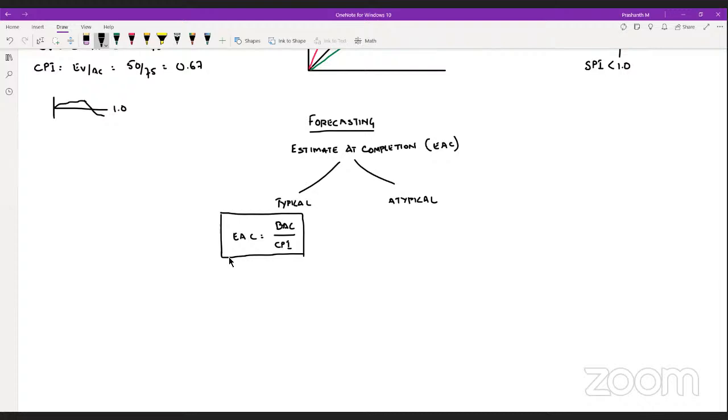Okay, but how has this come? BAC by CPI. So how do I remember it? Very simple mathematics. For 50 crore worth of work, we took how much? 75 crores. So what is the total work that we need to complete? 120 crore. A unitary method, basically. So 120 into 75 by 50.